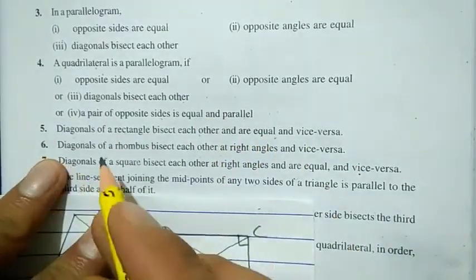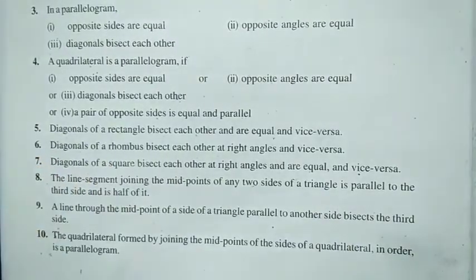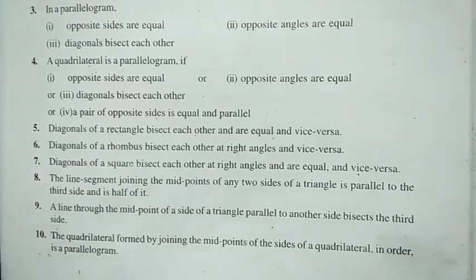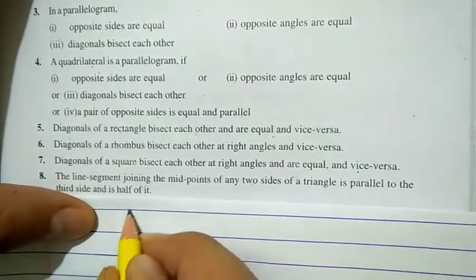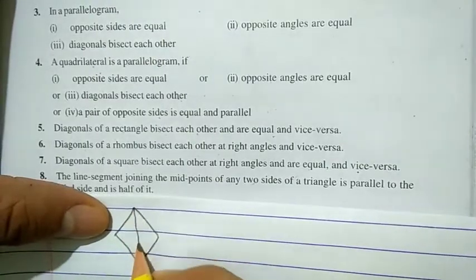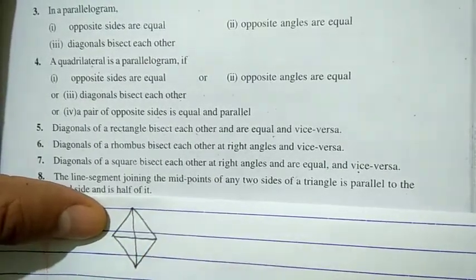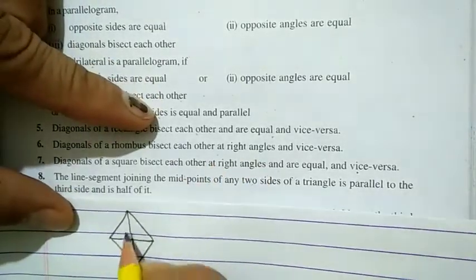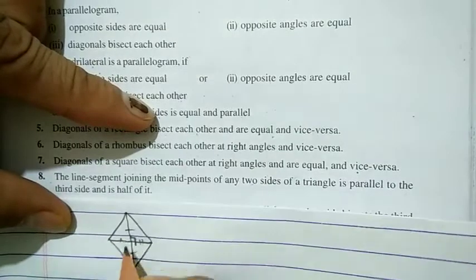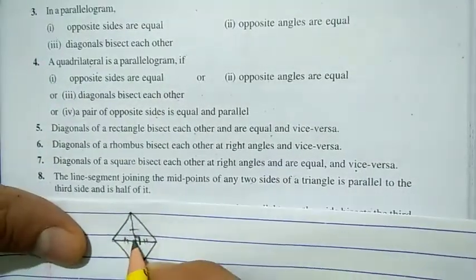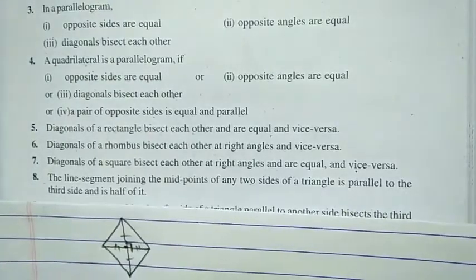Sixth point, diagonals of a rhombus bisect each other at right angles and vice versa. Means for a rhombus, the diagonals bisect each other. Here also diagonals bisect each other, means this is also a parallelogram, and they bisect each other, but at right angles, means diagonals cutting at right angles, 90-degree angle.